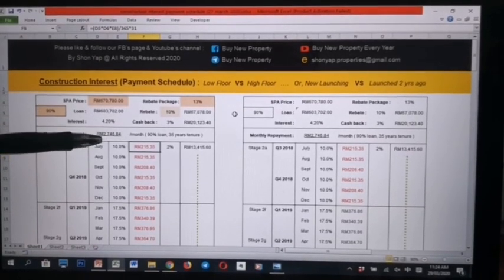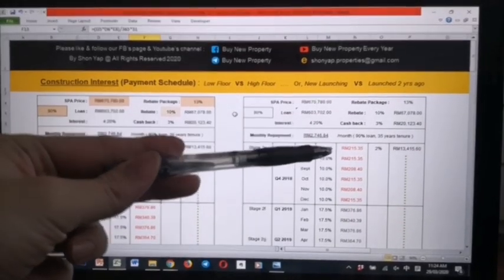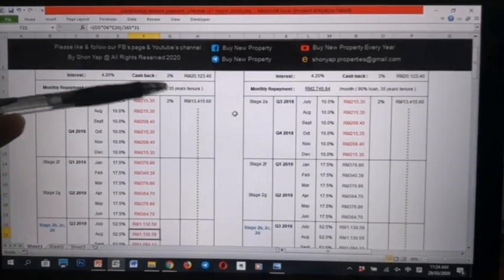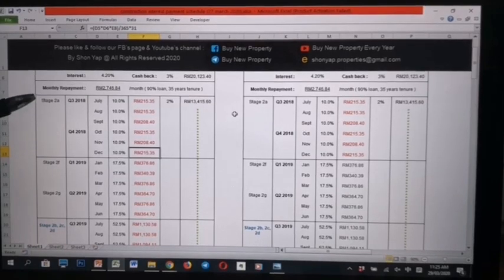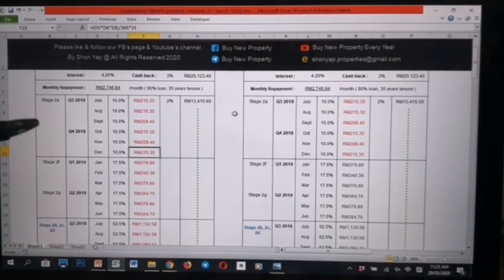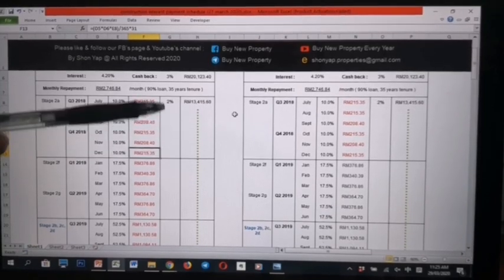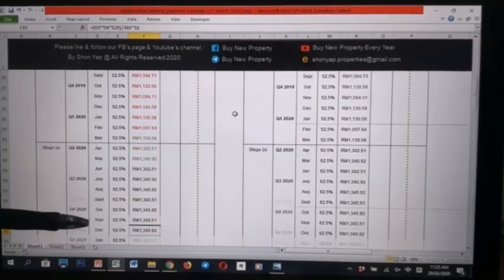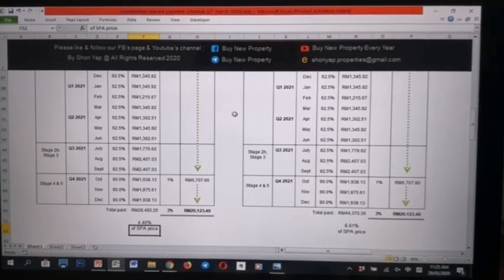So this is the differentiator: you buy the high floor unit, you pay later, or you buy early and you pay early. This is the cashback, the 2% cashback, which comes at maybe stage 2A. It depends on the developer. Some developers will choose to pay the cashback to you early, maybe at stage 2A, 2B or 2C, before their VP, while others will choose to pay you the cashback at the VP stage. It depends on the developer lah.